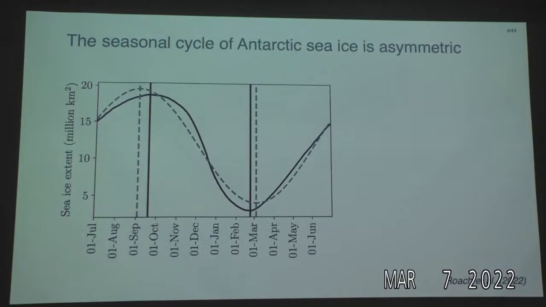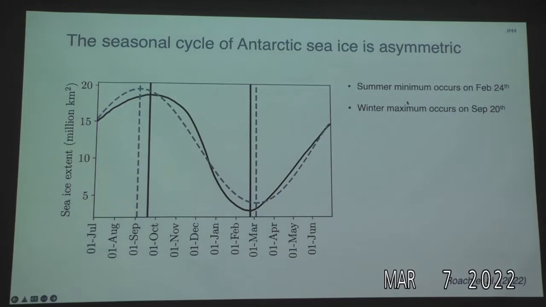So the seasonal cycle of Antarctic sea ice is asymmetric. I said that already, but here I just wanted to show the sea ice extent. So again, this is a 20-year climatology, and I've shifted the x-axis by 6 months to emphasize the period of ice retreat. I'm showing this against the annual harmonic, which is the dashed lines, with vertical lines highlighting the maximum and minimum of each seasonal cycle to emphasize the asymmetry. So in the observations in black, the summer minimum typically occurs on February 24th, and the winter maximum occurs on September 20th.